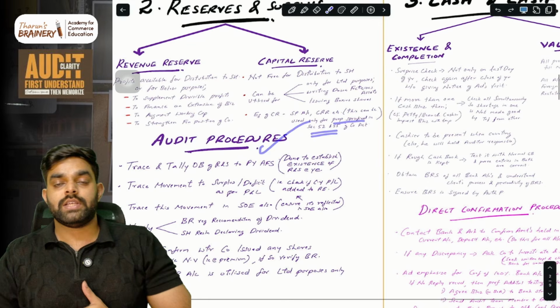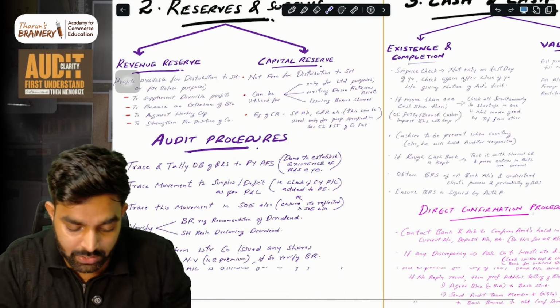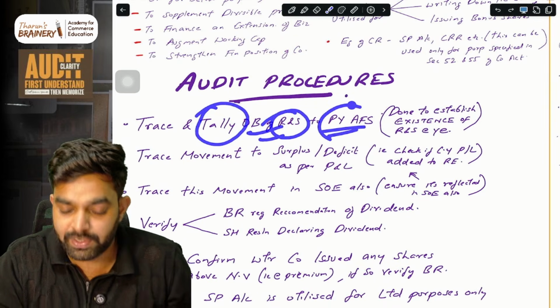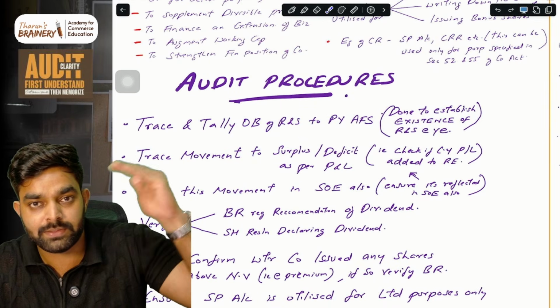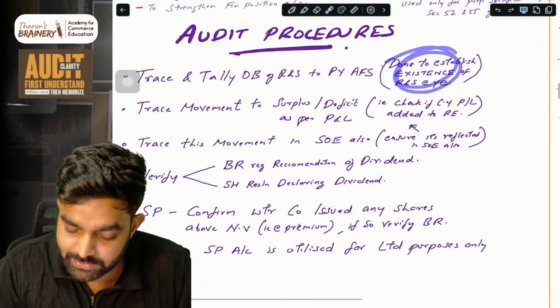So now you wanted to check the reserves. How will you check the reserves? In the balance sheet, an item is there called reserve. How will you check? What are the audit procedures? Very easy. Tally the opening balance of reserves and surplus to previous year financial statements. Current year opening balance, make sure previous year closing balance is the same. It is done to check the existence of reserves and surplus at the year end.